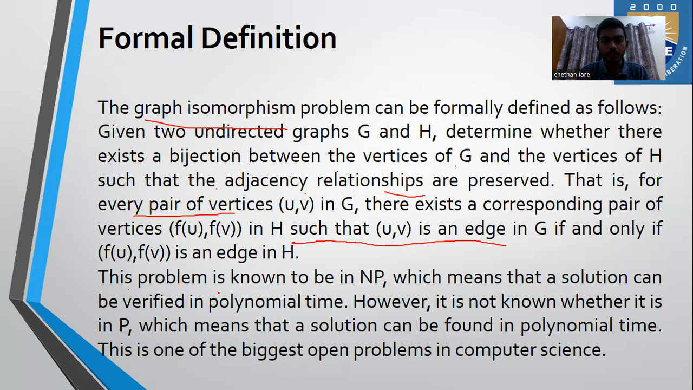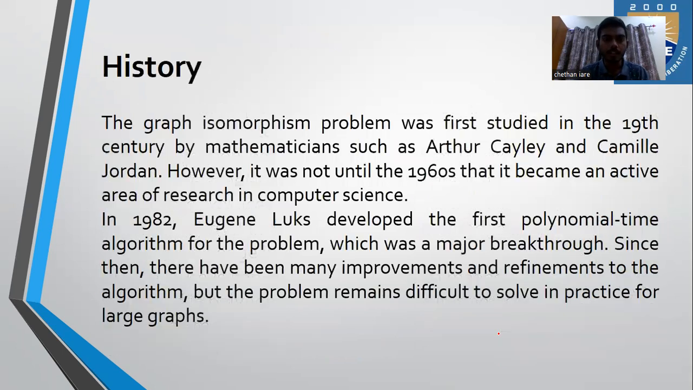This problem is known to be in NP, which means a solution can be verified in polynomial time. However, it is not known whether it is in P, which means that the solution can be found in polynomial time. This is one of the biggest open problems in computer science. And next one is history.